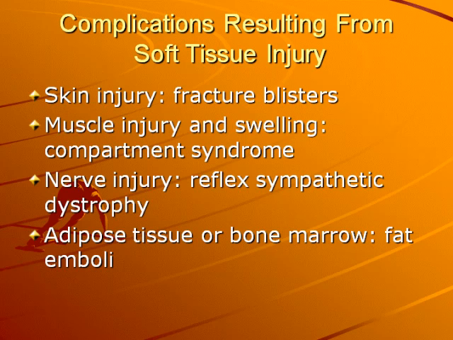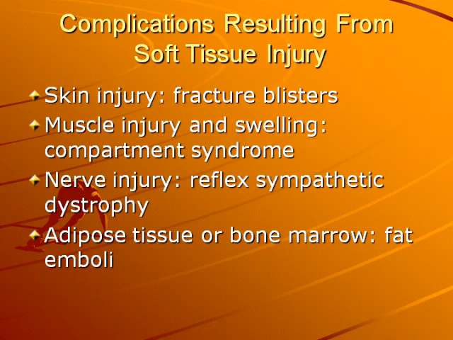Some complications that can occur from soft tissue injury. Obviously, you can have injury to the skin over the area of the fracture, such as blisters that can occur. Muscle injury and swelling is defined as compartment syndrome. And I do want you to know a little bit about that. Just think about, with compartment syndrome, there's basically increased pressure in a very limited space.